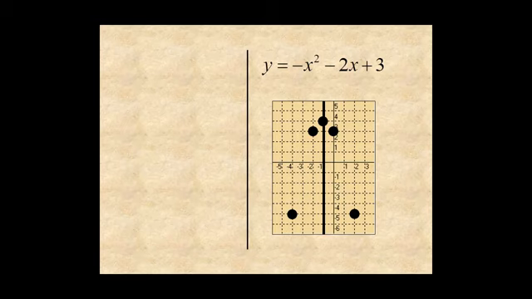Draw a smooth curve through the points, and you have a graph of the function.